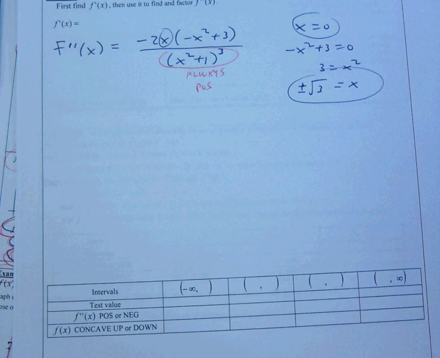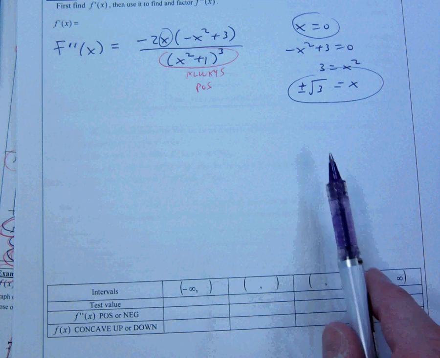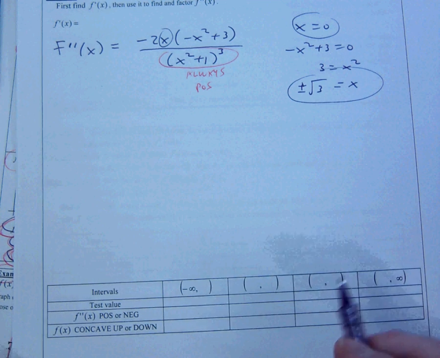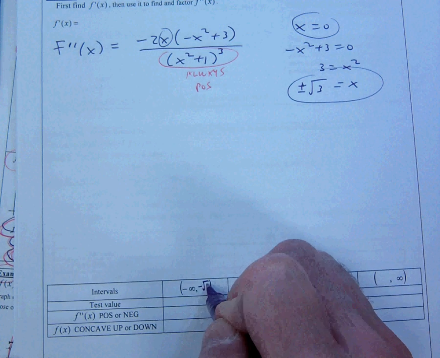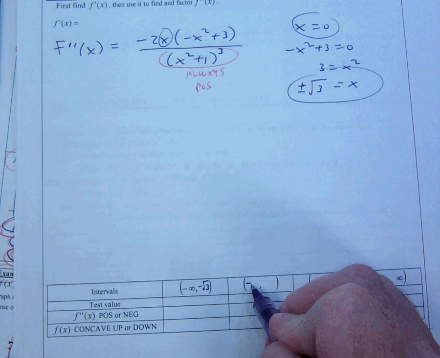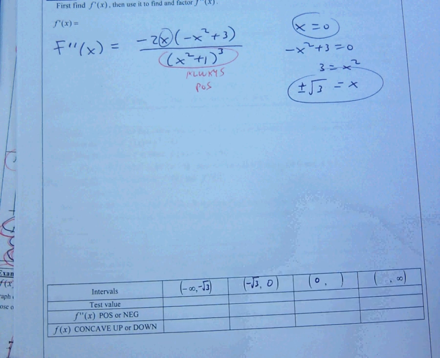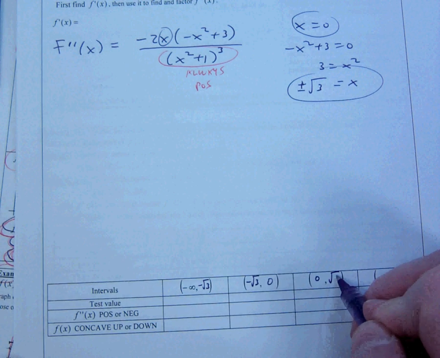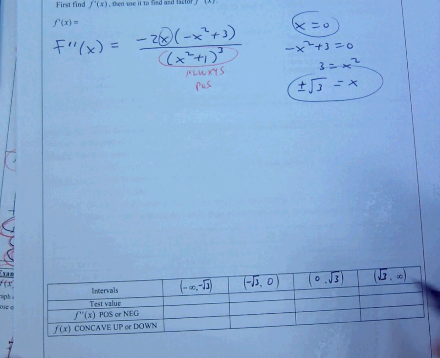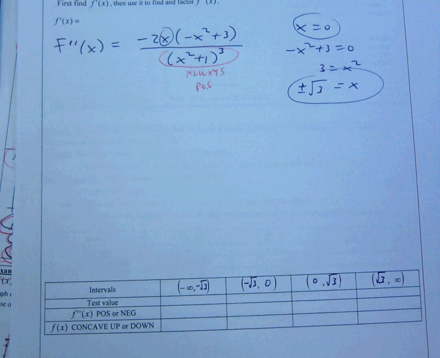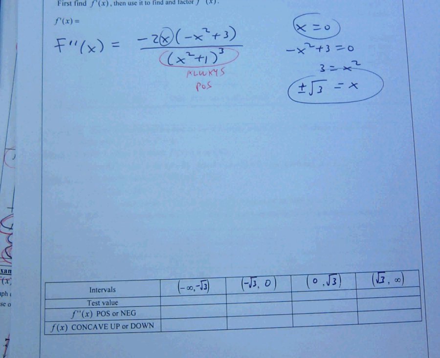Okay, so starting with negative infinity, what's the first one I run into? Negative square root of 3. And then I pick up there, and what do I run into next? 0. And then I pick up there, and what do I run into next? Square root of 3. And then I pick up there and go to infinity. Everybody okay on that? So this time we have 4 test intervals, right?